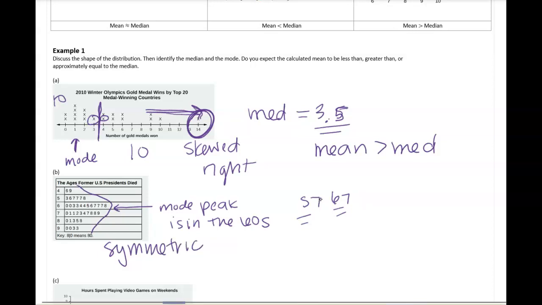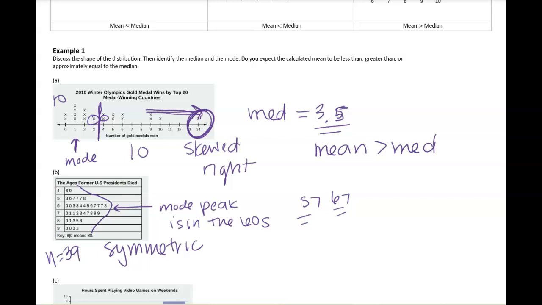All right, let's find the median. It does not give us the total here, so we need to count that. 1, 2, 3, 4, 5, 6, 7, 8, 9, 10, 11, 12, 13, 14, 15, 16, 17, 18, 19, 20, 21, 22, 23, 24, 25, 26, 27, 28, 29, 30, 31, 32, 33, 34, 35, 36, 37, 38. I feel like I counted that wrong. Oh, darn. Let me try one more time here. Okay, I recounted and it's actually 39.